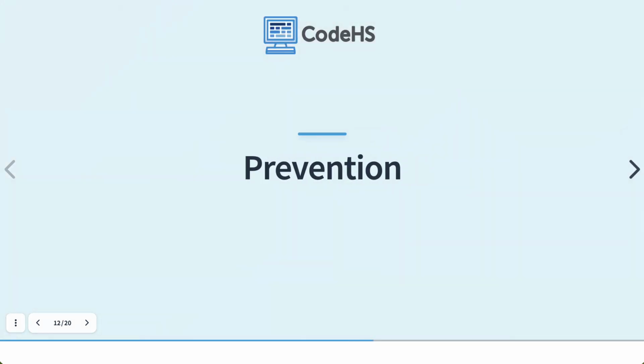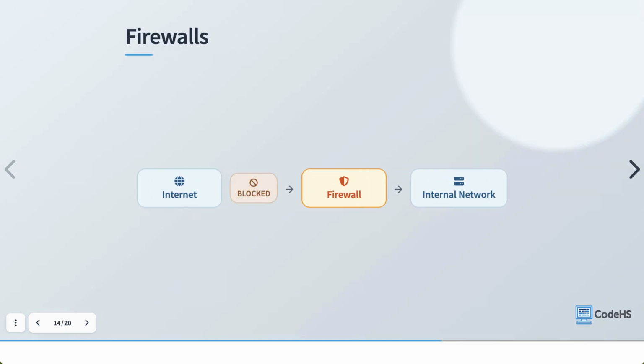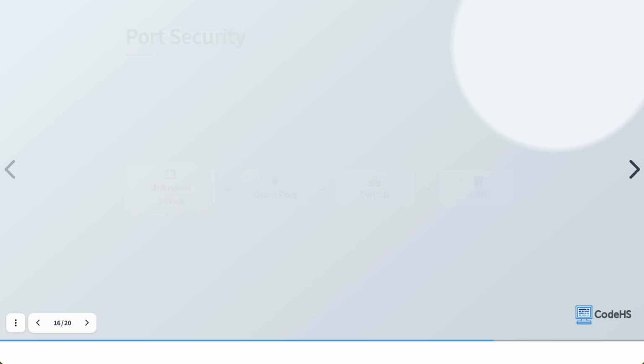Alright, how do we stop all this? Let's get into it. For wireless attacks, properly configured firewalls are your first line of defense. They monitor and filter traffic coming in and going out, blocking anything that doesn't belong. The key word is properly configured. A firewall with bad rules is almost as dangerous as no firewall at all.